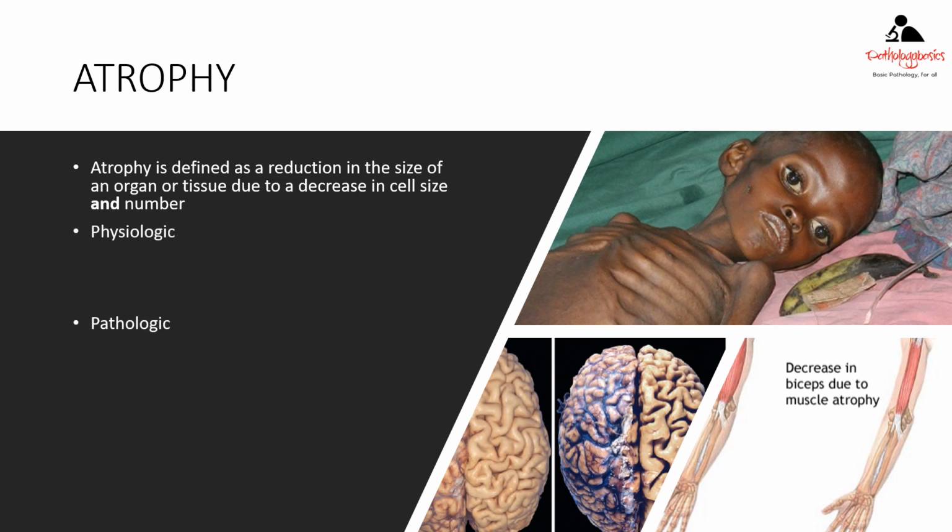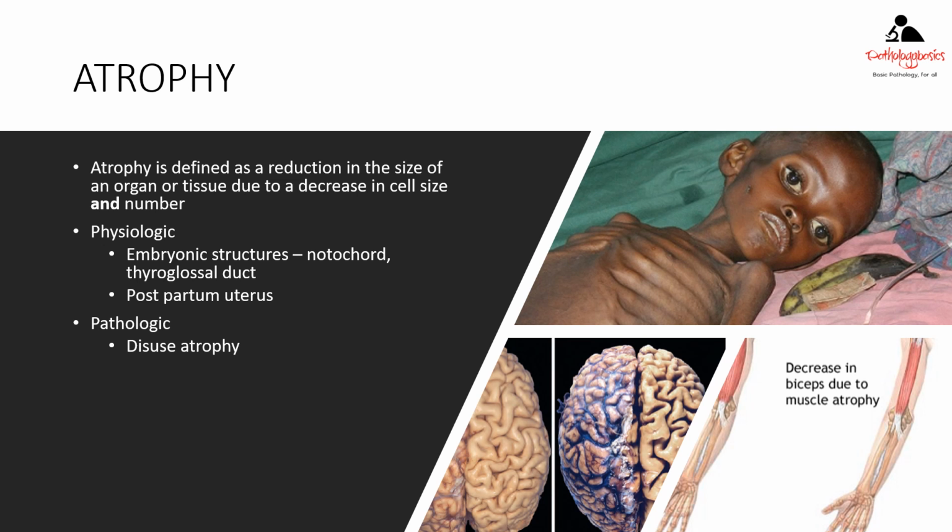Atrophy is of two types, physiologic and pathologic. Physiologic atrophy example is that of embryonic structures. You know that when the fetus is developing, there are certain structures like notochord, thyroglossal duct or umbilical cord. These structures are not required once the child is born. So these structures undergo atrophy after the birth of the child. Postpartum uterus, after the child is born, the uterus again goes back to its original size. This happens through atrophy.